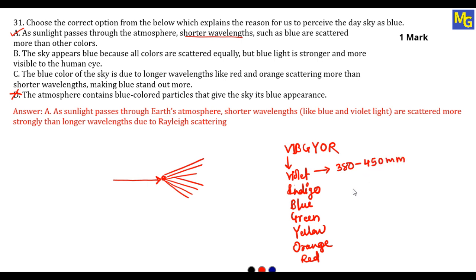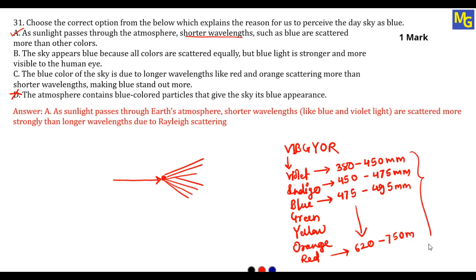Then for indigo it is something 450 to 475 millimeter. Now till blue I will write, because blue is there in the question. That is 475 to 495 millimeters. So you can see the wavelength goes on increasing. For red it is very high, somewhere 620 to 750 millimeter. So these are the wavelengths of all the lights, the VIBGYOR seven color light.